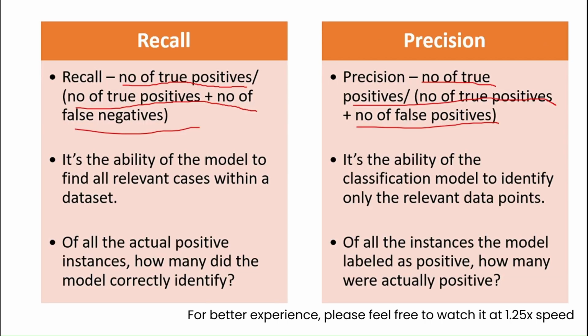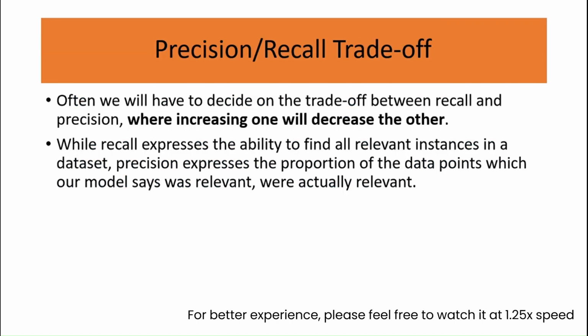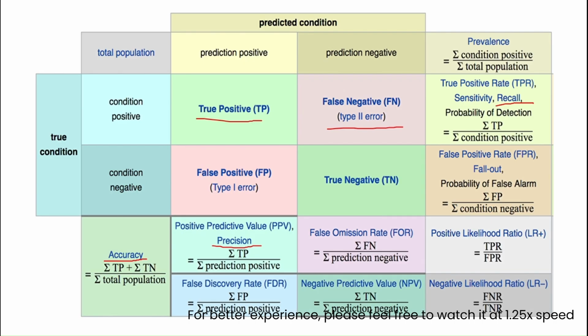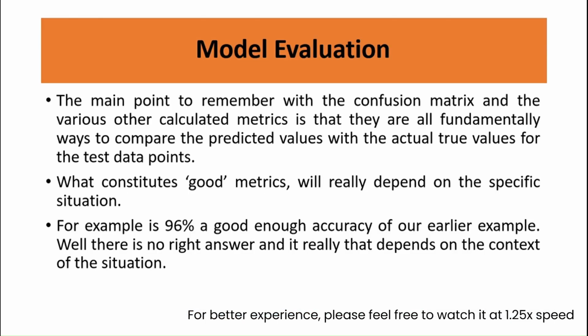If we go back, precision is true positive by true positive plus false positive, and recall is true positive by true positive plus false negative. And we have that here. And there are other metrics as well. If you want, you can take a look.